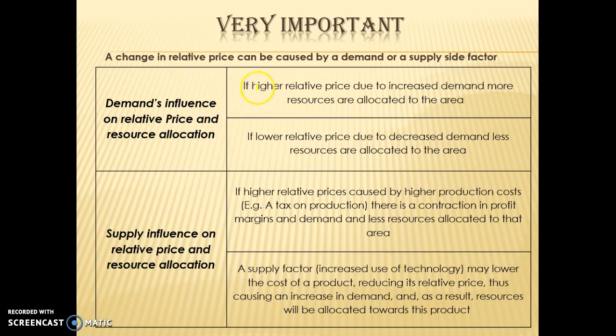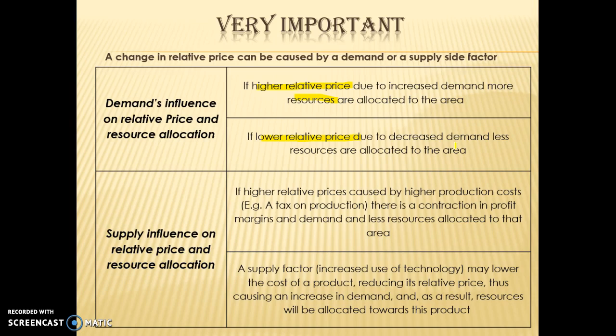If something has a higher relative price because of a shift in demand to the right, we're going to shift more resources to that area because it's going to be more profitable. So if something becomes into fashion, or it's bathing suits and we're approaching summer, anything that's causing a higher relative price because of more demand is going to see resources shift to that area. If something has a lower relative price because of a lack of demand, resources are going to be shifted away from that area. It is no longer as profitable to shift resources into that industry.